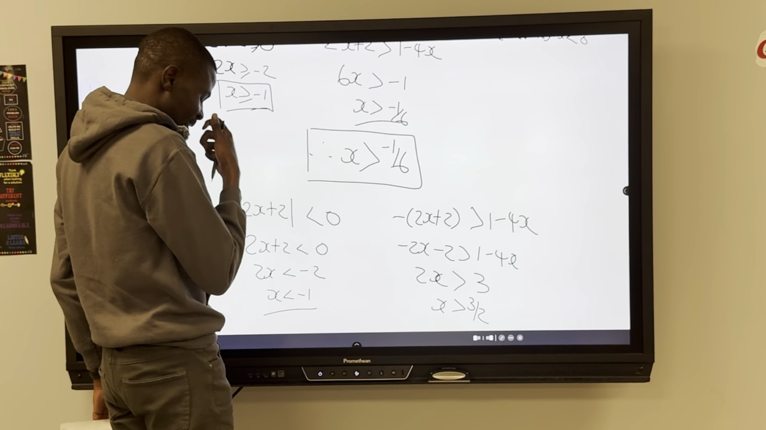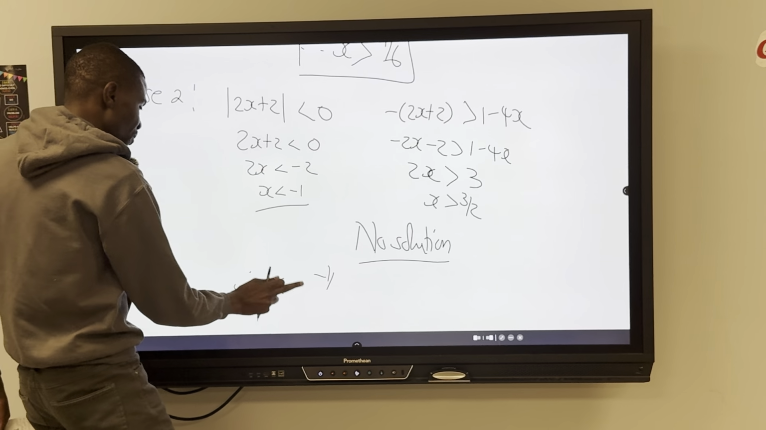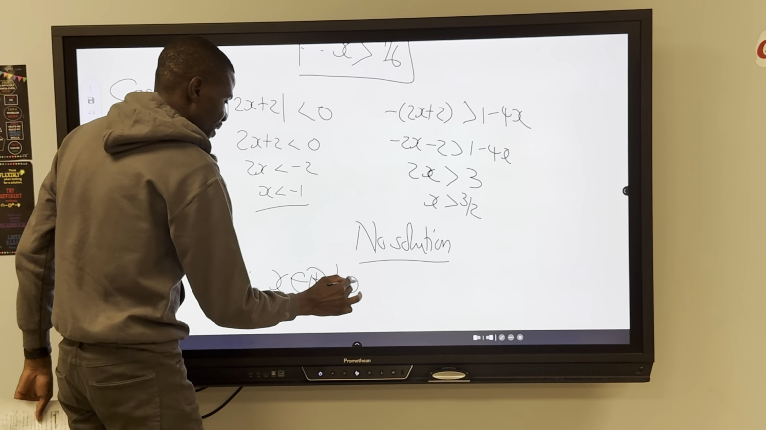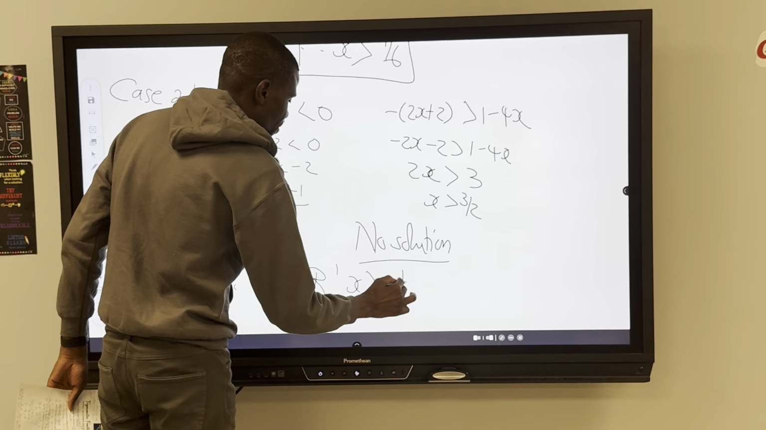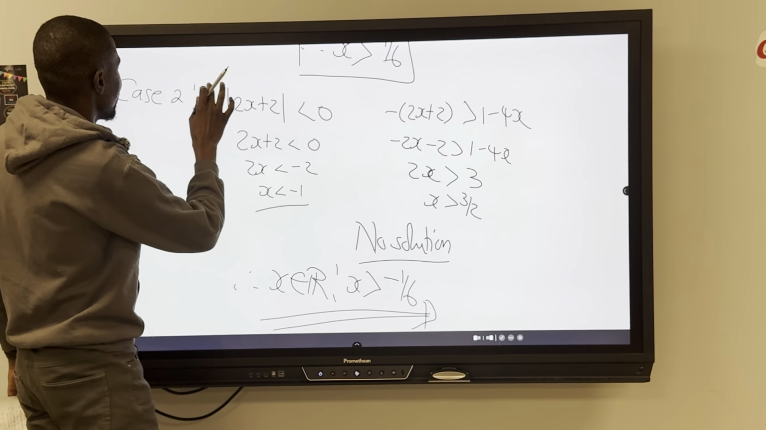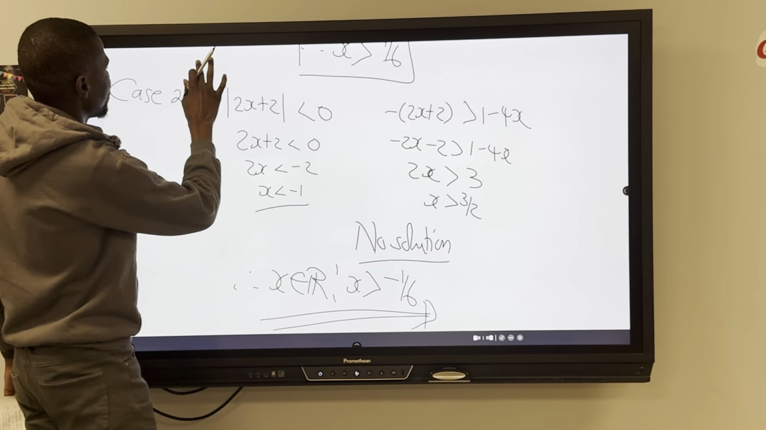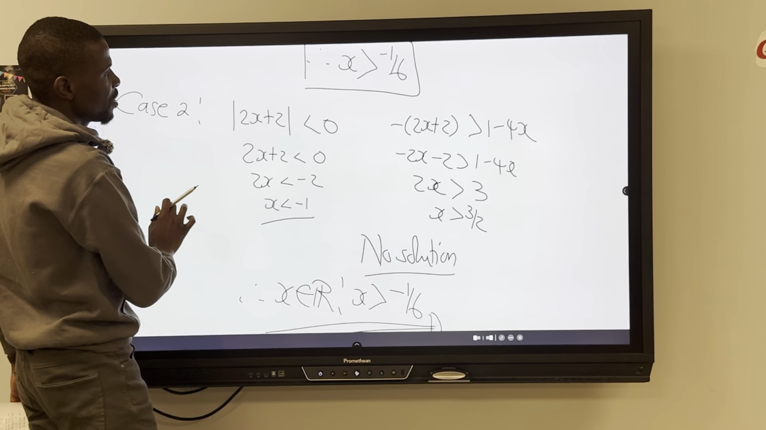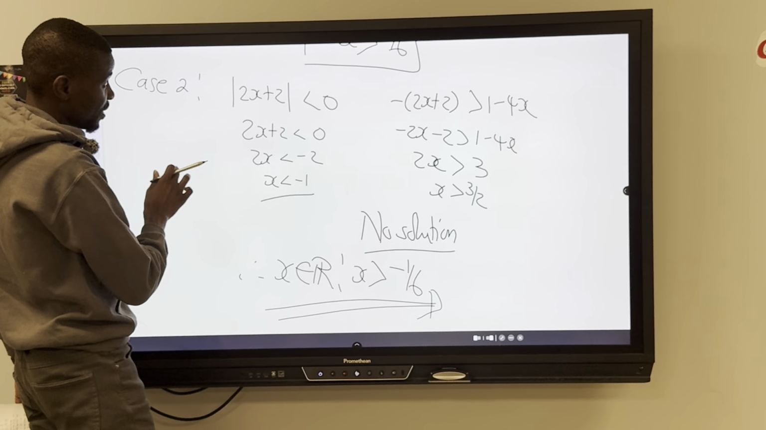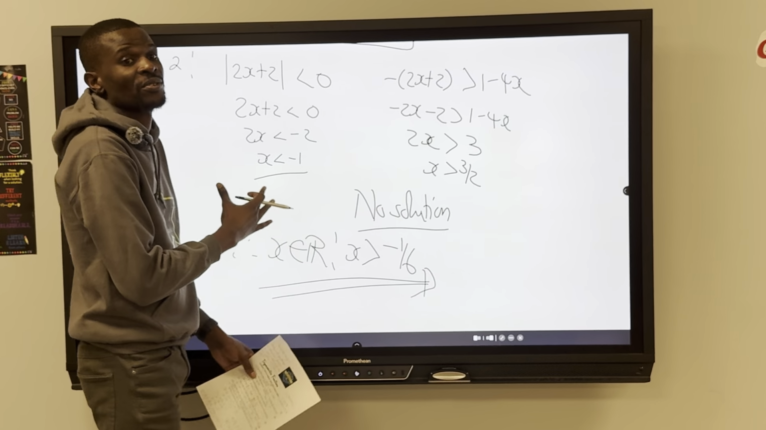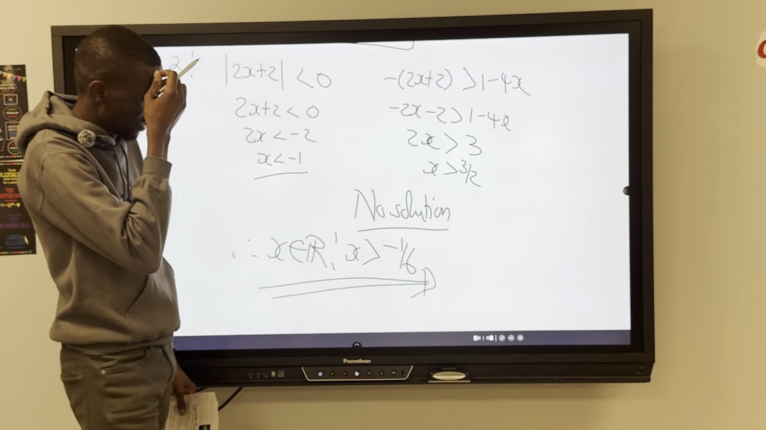So therefore, the solution set is that x is an element of real numbers such that x is greater than negative 1 over 6. So this is the only solution here. So guys, especially for this one, we need to be careful. I think the safest method here to consider is graphical. Unlike this one, you have to be careful when you are making a decision.